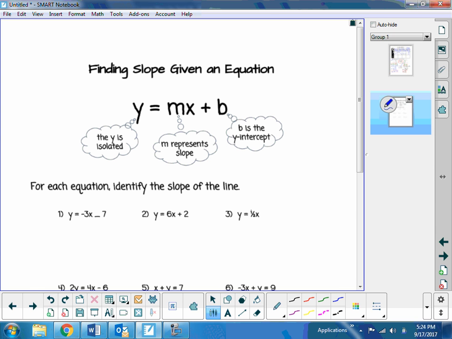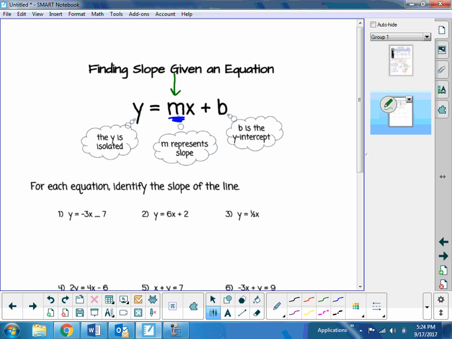So first of all, y does have to be isolated, like we talked about. The m, that number that is right in front of the x, that is the slope. So if y is all by itself, whatever number sits in front of the x, that is our slope. Okay, and then finally, the b, that constant, is the y-intercept. And that's where the line is going to cross the y-axis. And we'll get into that more later. But really what we're going to focus on today is just identifying that slope.